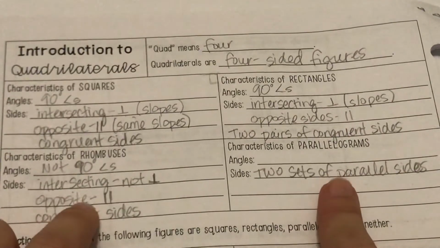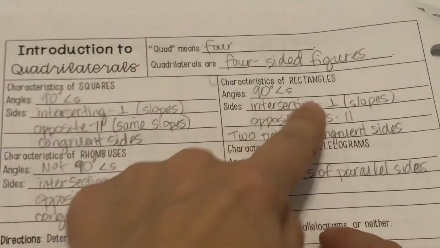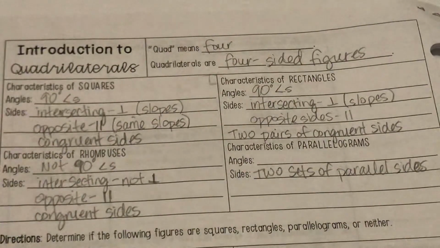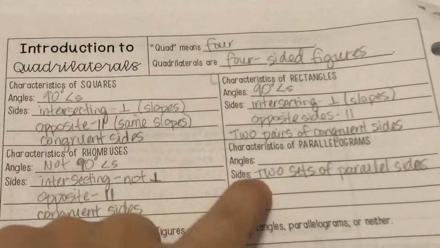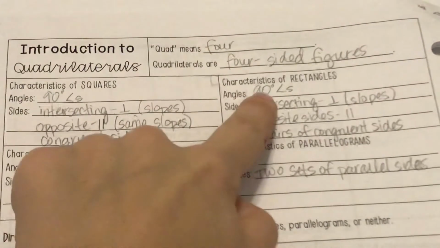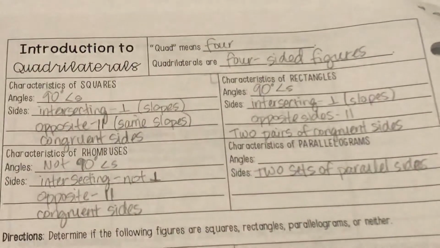All of these do. This is going to have 2 sets of parallel sides, 2 sets of parallel sides, 2 sets of parallel sides. So we're going to use the process of elimination. If it has 2 sets of parallel sides but does not have those 90-degree right angles, then we're going to call it a parallelogram.